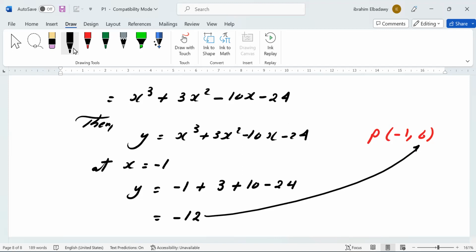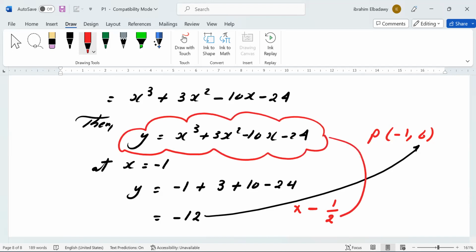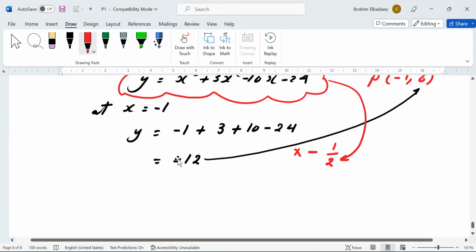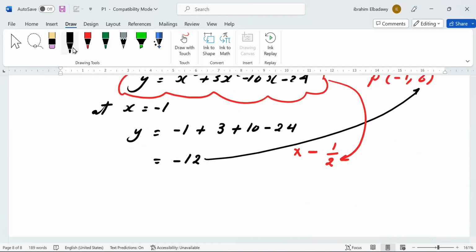So you have to modify the value of y. How can you modify the value of y? You have to multiply by a negative value. Which value? Actually, I have 12, but I should get 6, so you have to multiply by negative half. In this case, you have to multiply the value you get here by negative half. Then you can write your answer.